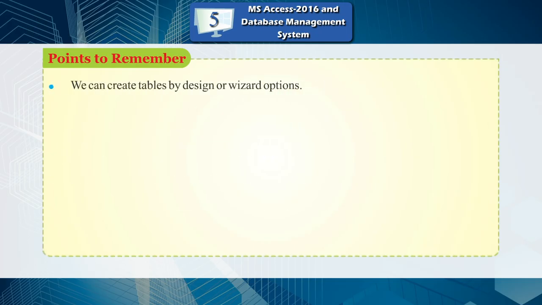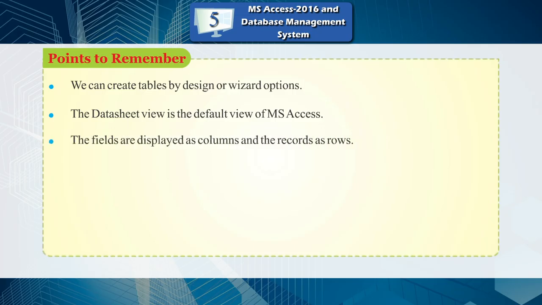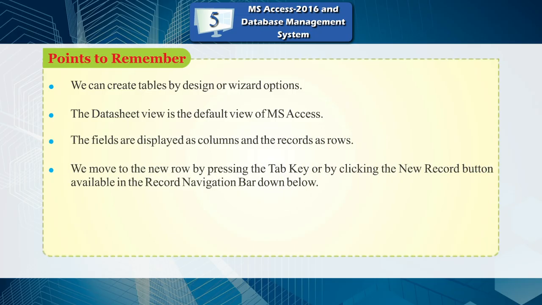We can create tables by Design or Wizard options. The Datasheet view is the default view of MS Access. The fields are displayed as columns and the records as rows. We move to the new row by pressing the Tab key or by clicking the New Record button available in the record navigation bar down below.